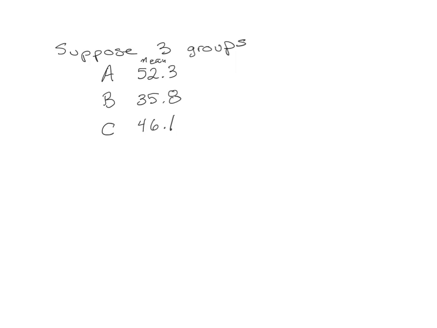Now suppose instead you had 3 groups and the mean for group A was 52.3, mean for group B was 35.8, and the mean for group C was 14.1. And 15% were in group A, 65% in group B, and 20% in group C. Now to find the weighted mean, we just do the same thing, but we do it for 3 groups.